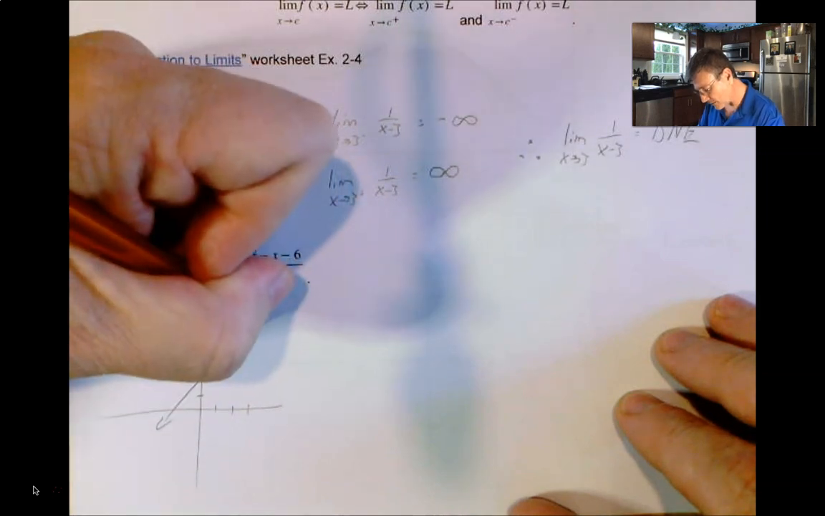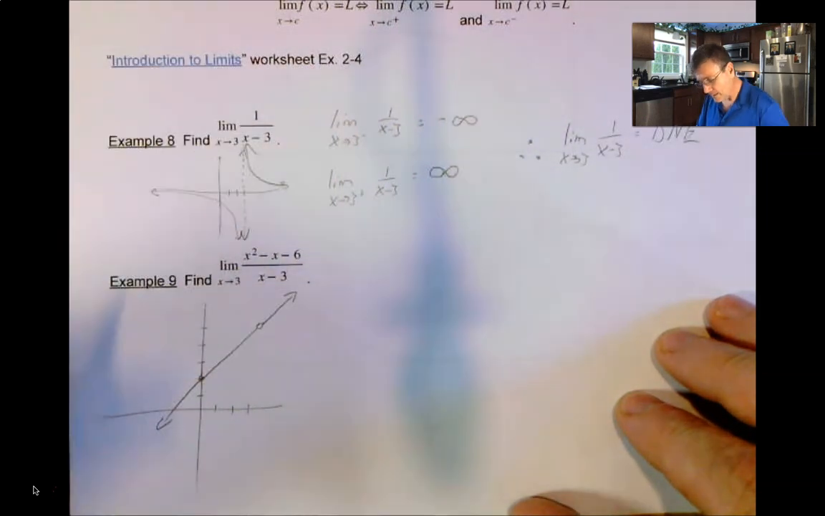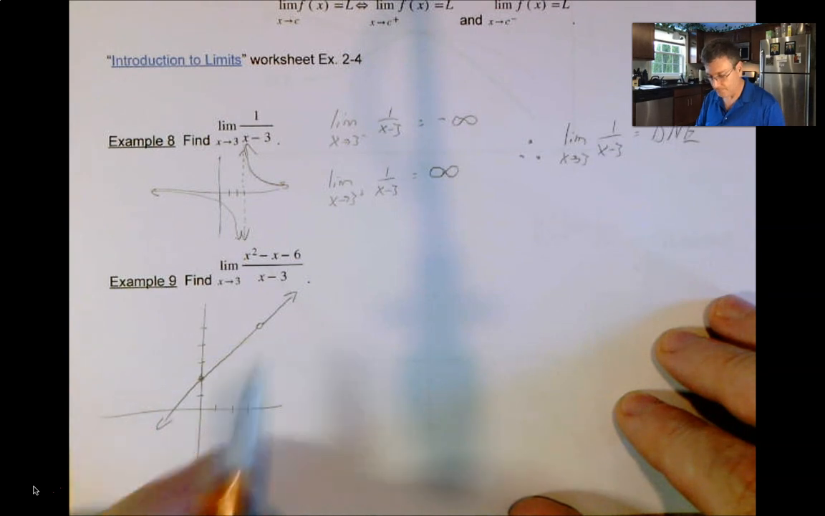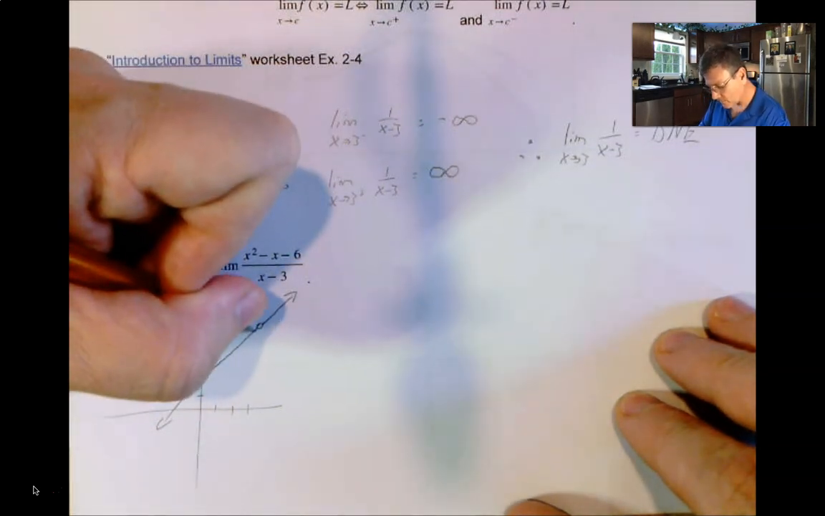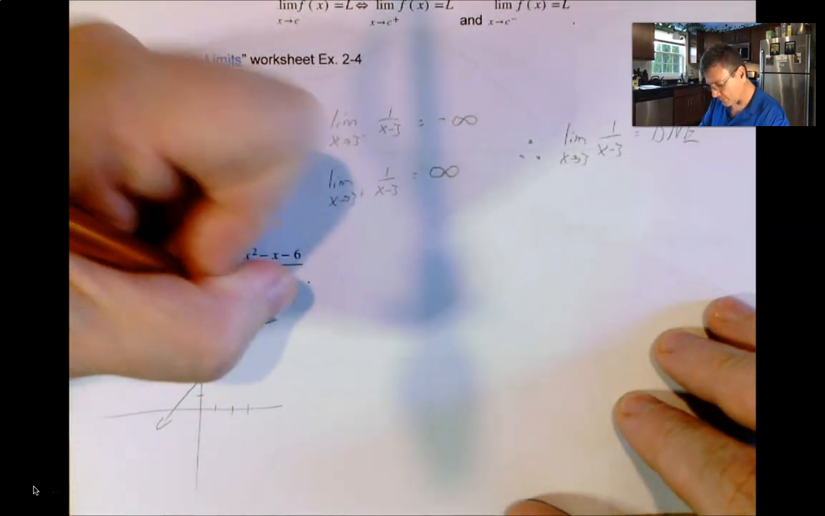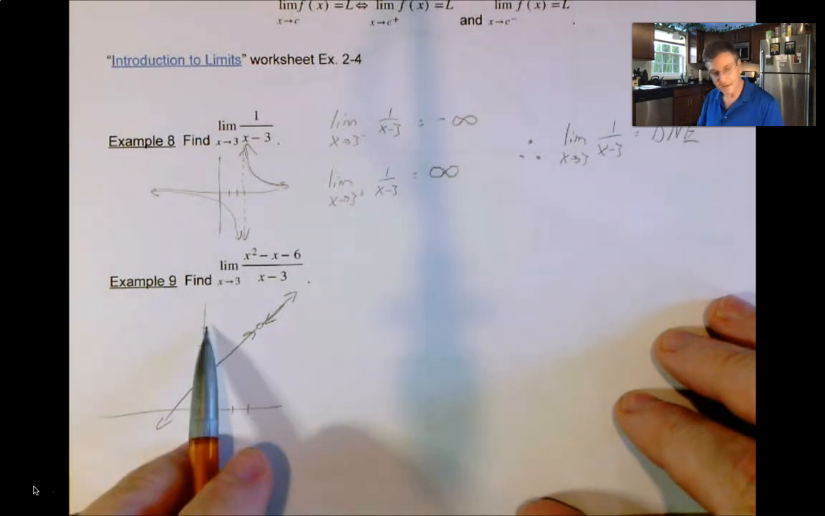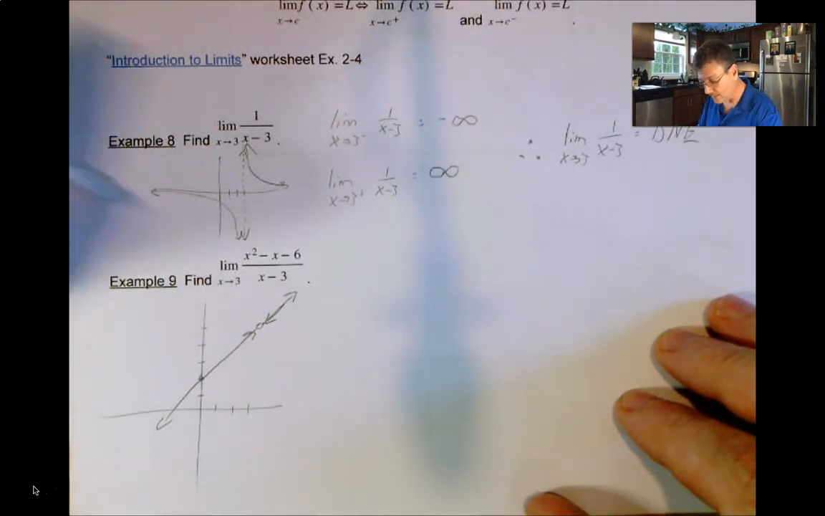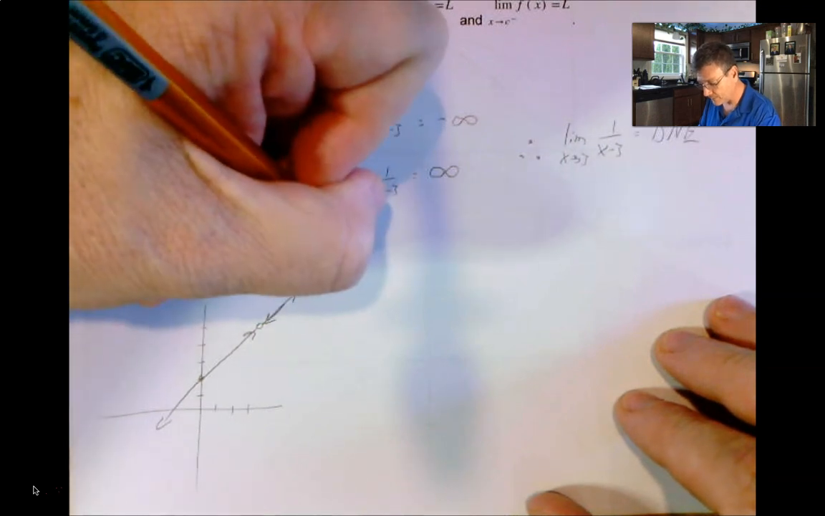We have a graph of a straight line that has a hole at 3 because it's undefined at 3. And we look at it and see that the left and the right limits are both going to the same place. Now we can find that algebraically by doing just a little simple algebra here.